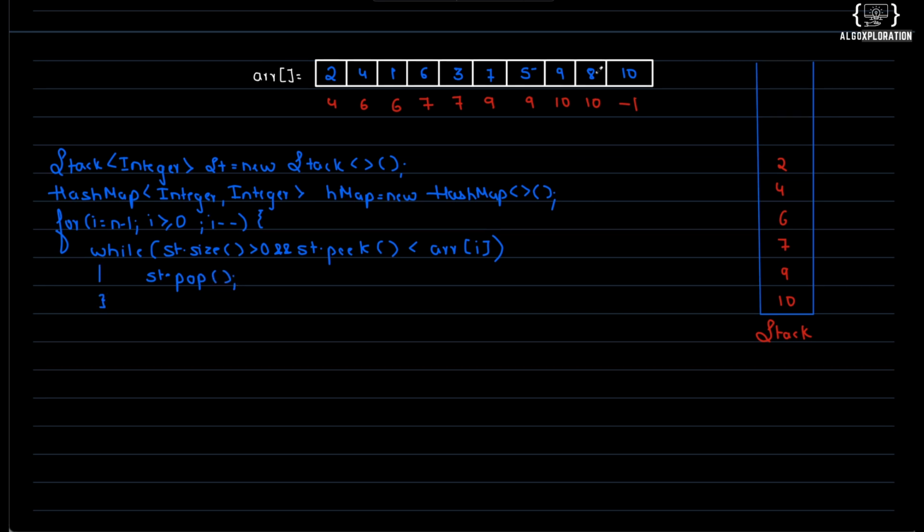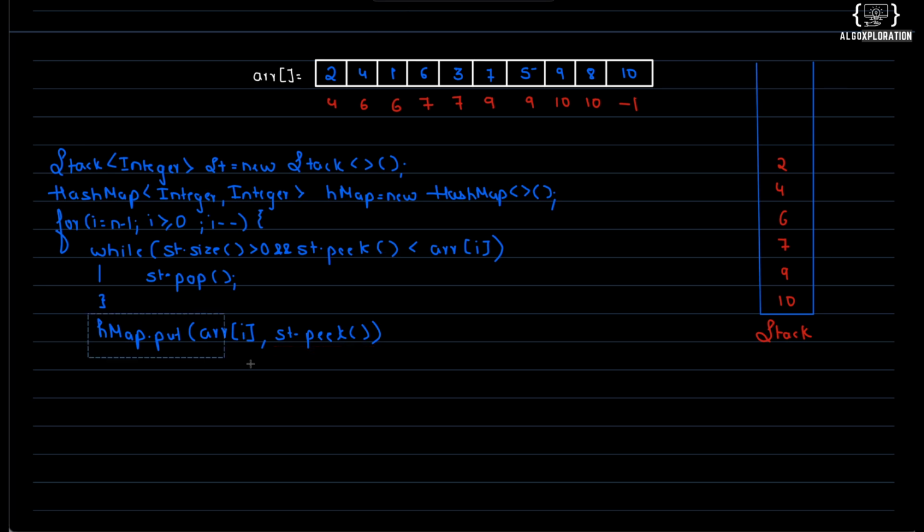Now see, after popping 8, I need to store 10, right? Now where will I be storing it? For this 9, the answer is 10, so I will be storing inside the hash map in the form of a pair. For 9, the next greater element is 10, like this. So hash map dot put current element, comma, top of the stack, that is peek.